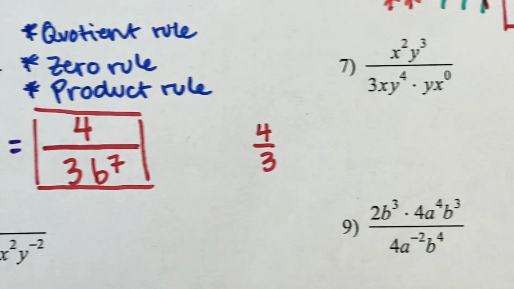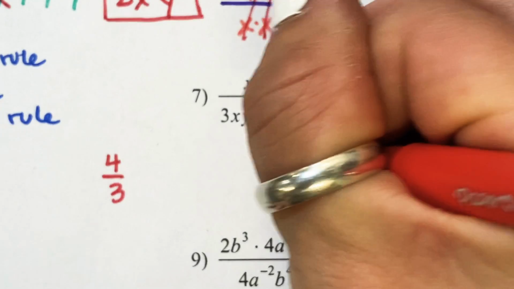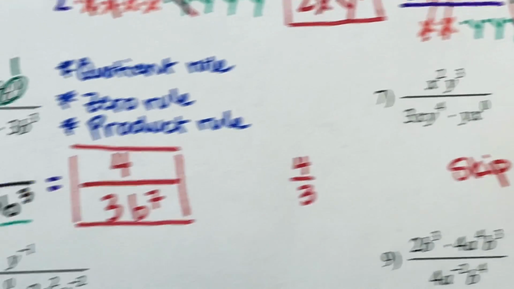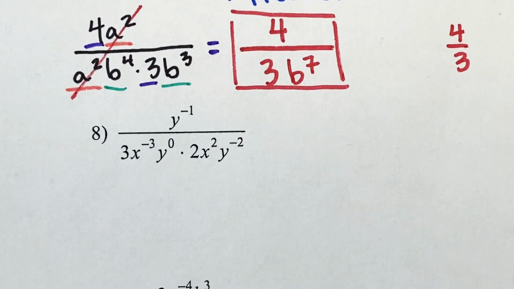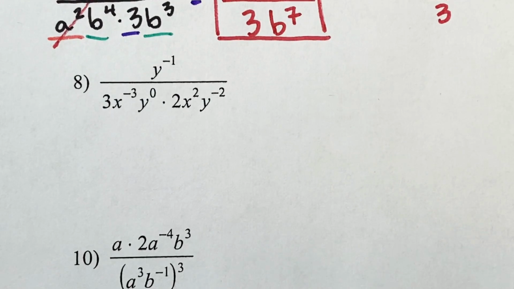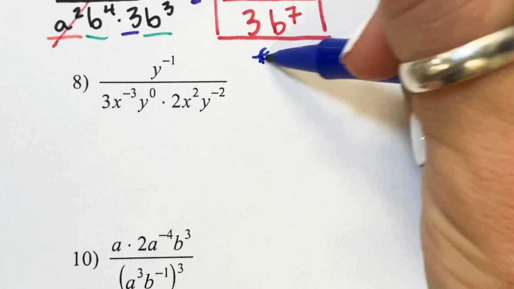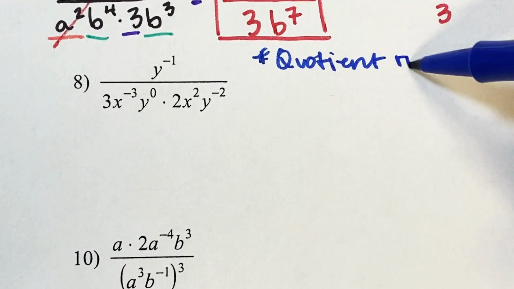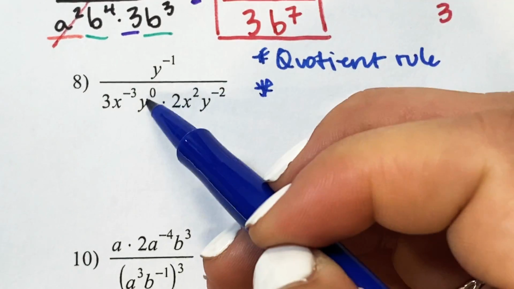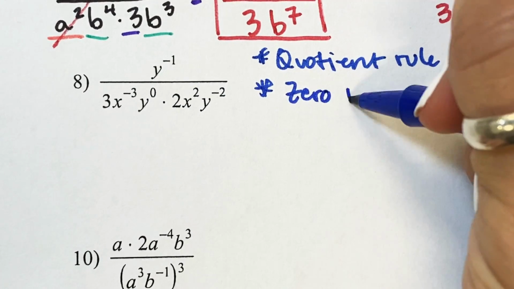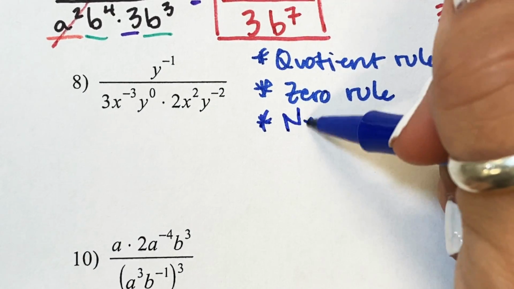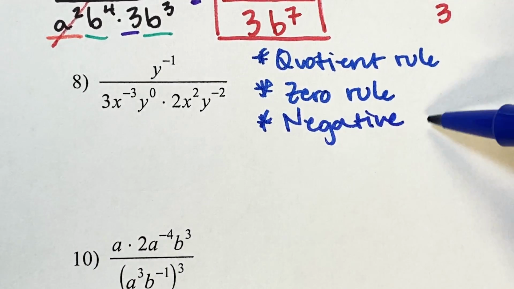Okay, we are going to skip number 7. We don't need that one. Let's look at number 8. I see a fraction bar, so that might tell us quotient rule. I see a 0, so that's going to tell me 0 rule. But then I also see negative exponents, and that's going to tell me negative rule.